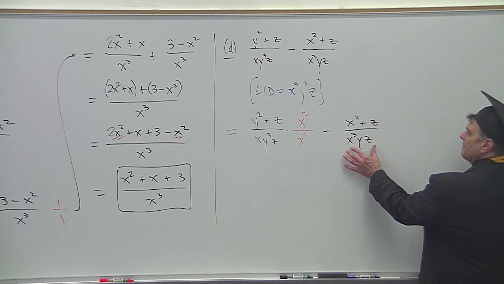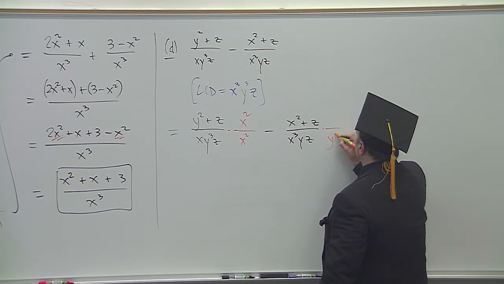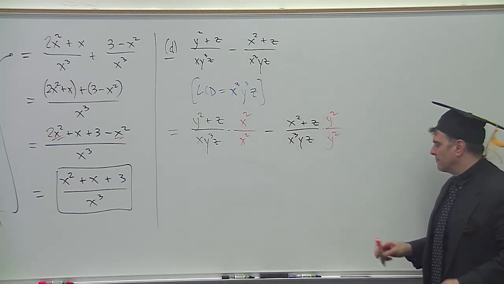Similarly, comparing this denominator to the LCD, we see that we need a factor of y squared. We multiply both numerator and denominator by y squared.